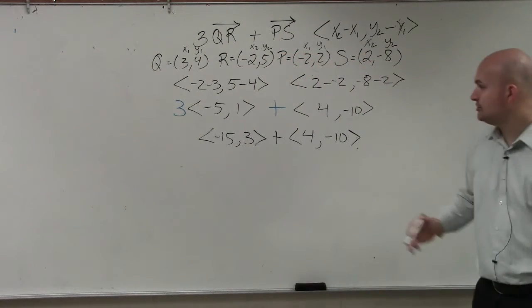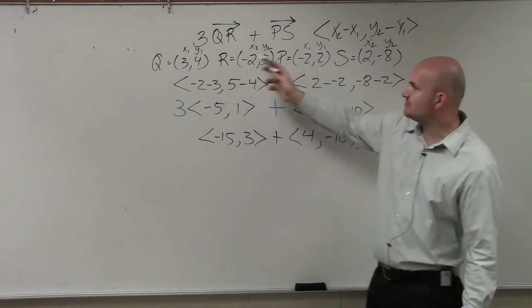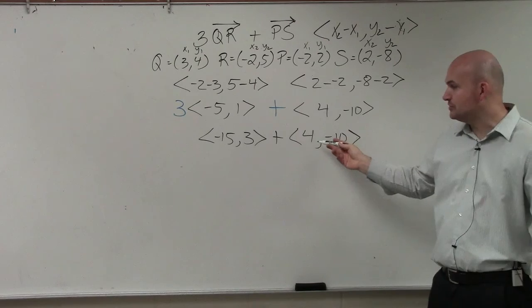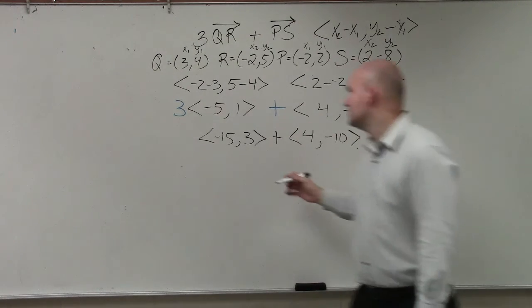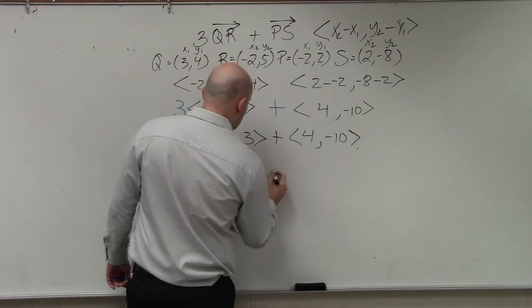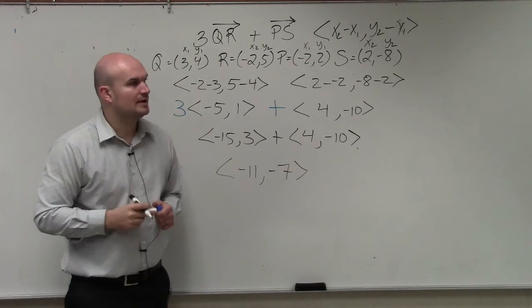Remember, when you're adding them, you add x1 plus x2, or in these vectors, you'd add v1 plus u1, v2 plus u2. So in this case, I have -11, comma, -7. OK?